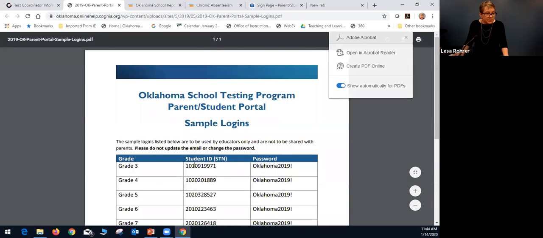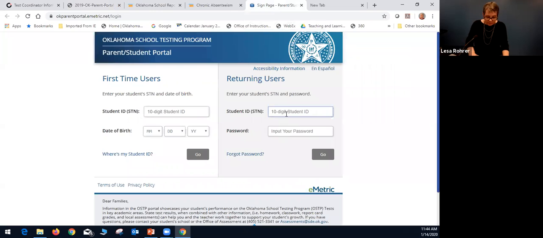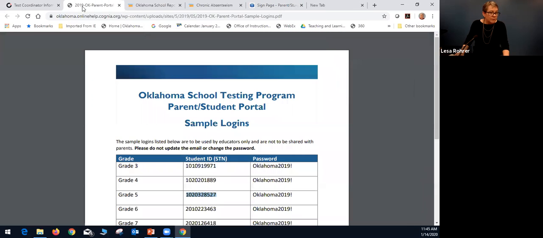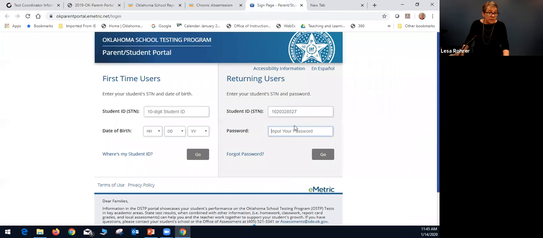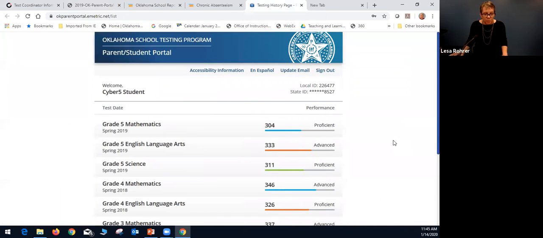Now, I have tried to copy these, but let's see if that works. And I believe the password was Oklahoma 2019 with an exclamation point. And that takes you into the parent portal. This is available to all of our parents across the state. What they need is their student's date of birth and their student's local testing number.